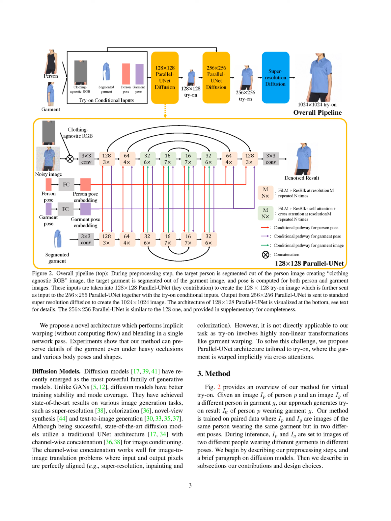We suggest a fresh architecture that accomplishes implicit warping, without flow calculation, and blending in a single network process. Our experiments indicate that this method can preserve garment details even in challenging conditions of heavy occlusions and diverse body shapes and poses. Now let's turn to diffusion models.